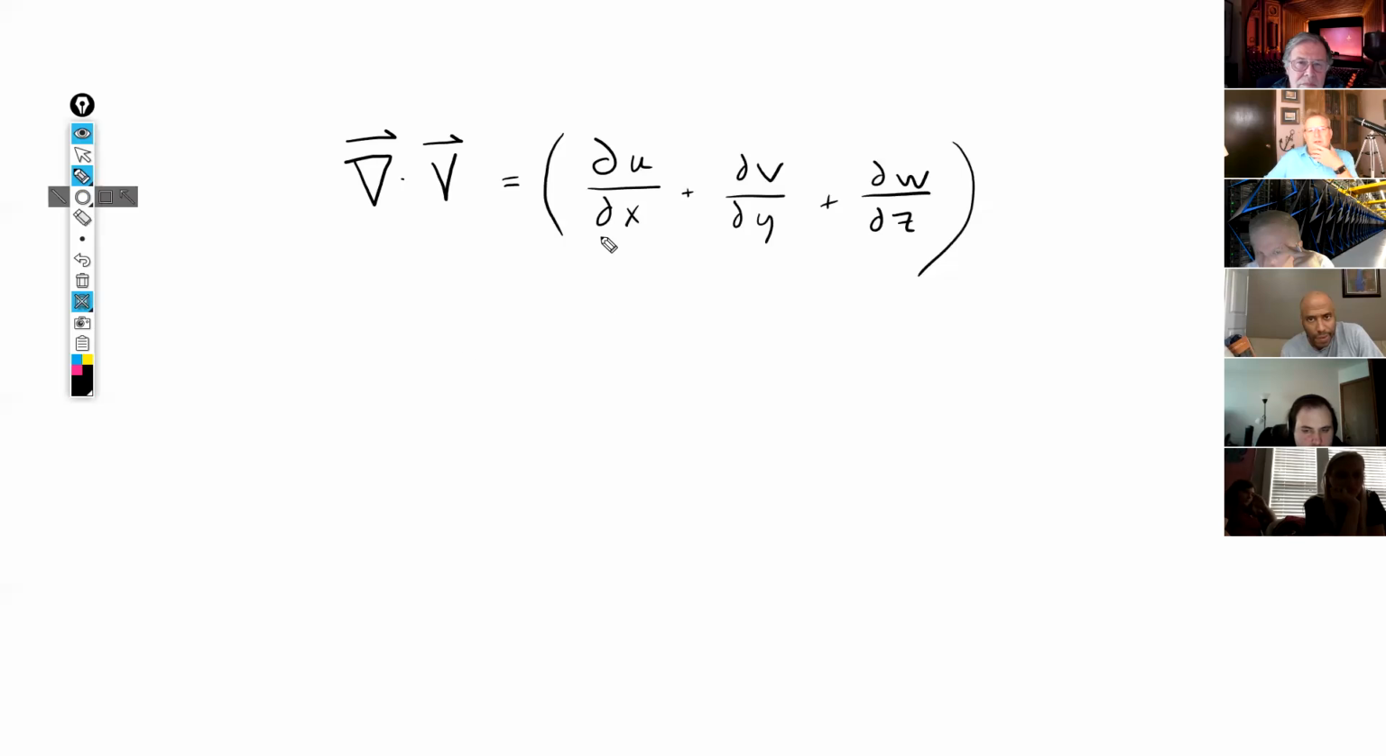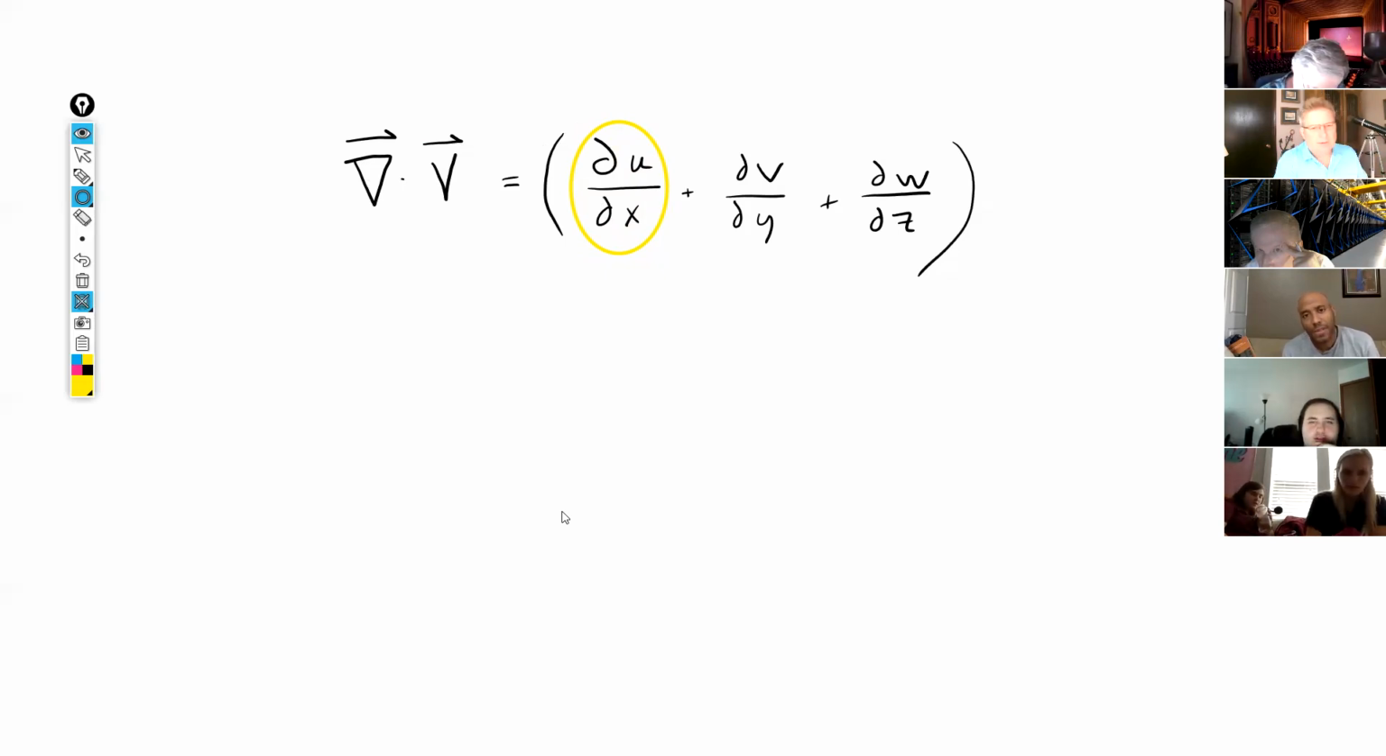So here's the question for you. What is this term? How would you say that question? How does the velocity change with the change in the location? And which way is the location changing? East-west. Okay, so how does the zonal velocity change as I go east-west?